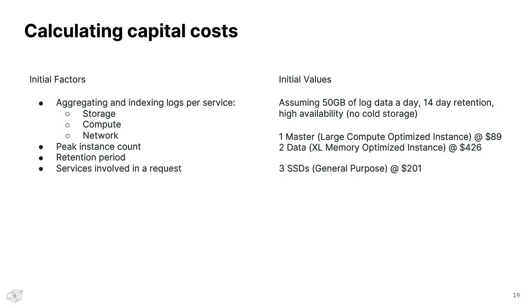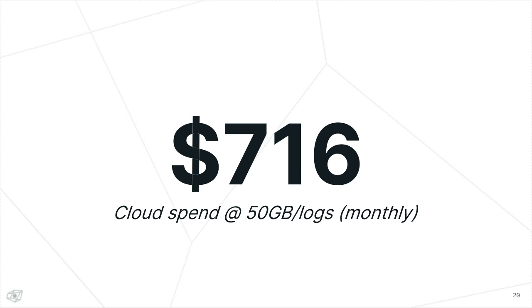Going through this, our back of the envelope said that we'll need one compute optimized instance for the master, 2 memory optimized instances for the data, and then a few SSDs to actually store the data. Playing this all out, we get a monthly cloud spend of about $716, which is really not so bad in a lot of ways. That's not such a huge price tag given the size of the system and organization that we're talking about.